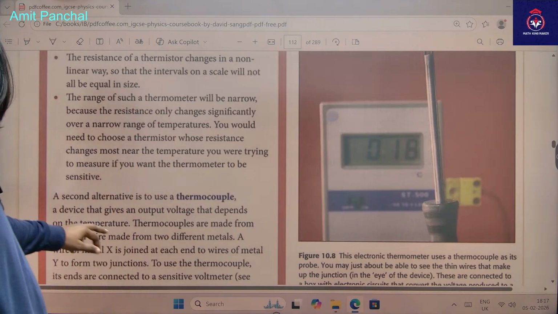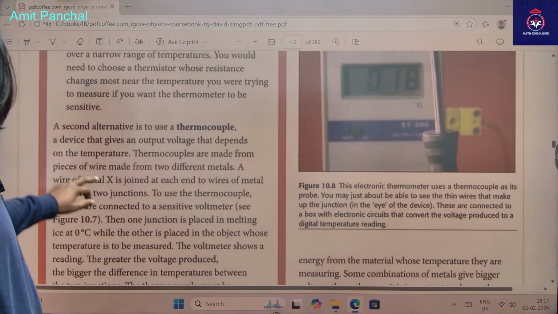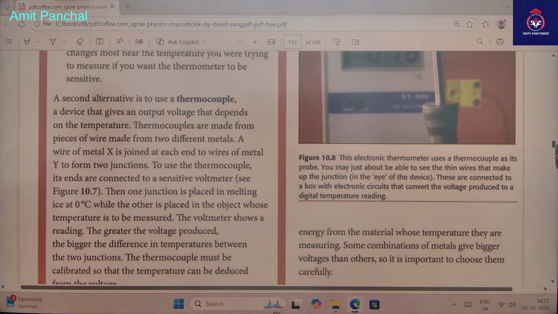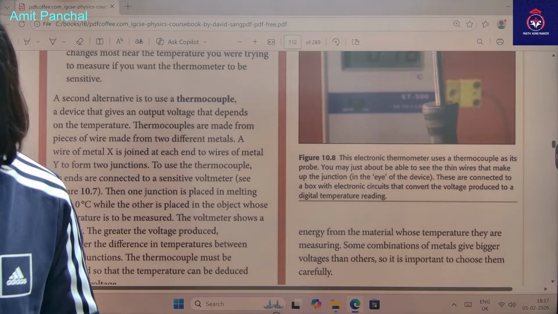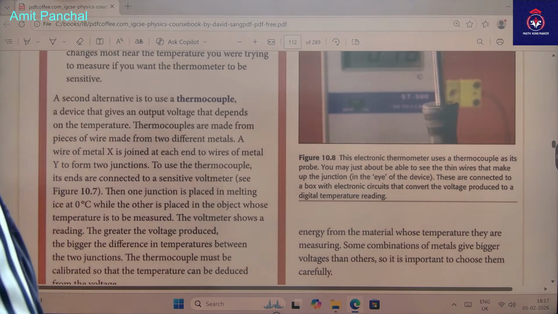The second alternative is to use a thermocouple, a device that gives an output voltage that depends on the temperature. So whatever the temperature is, the output of that thermocouple is going to change. So understood these things?